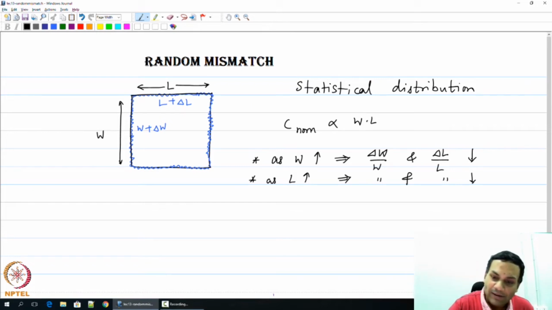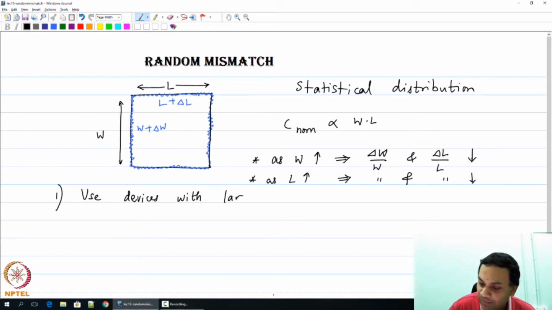Now I will write that down as maybe three points. The first point is, if you want to reduce the random mismatch, you use devices with large area. Now I have taken the example of a capacitor, but the same is true for a transistor or a resistor or other types of components also.